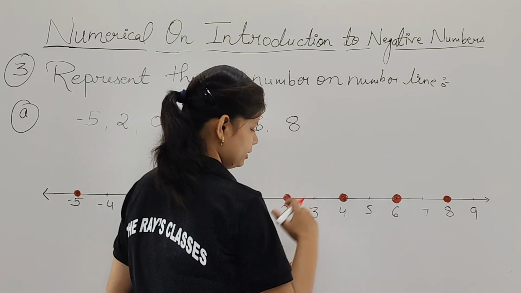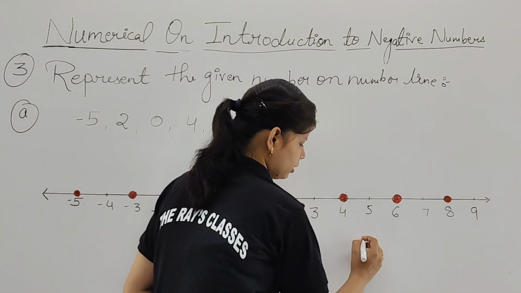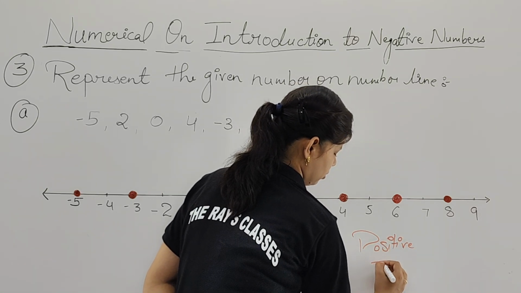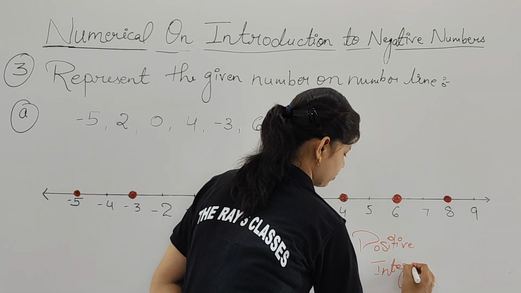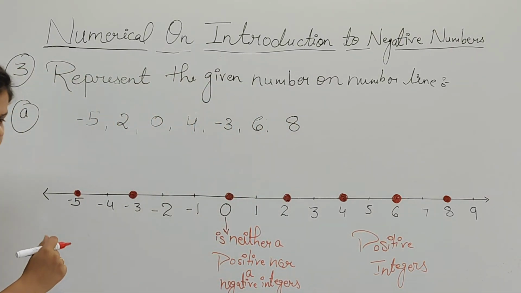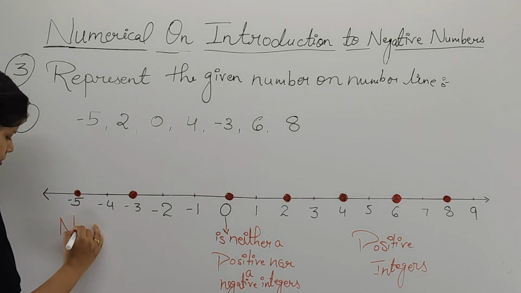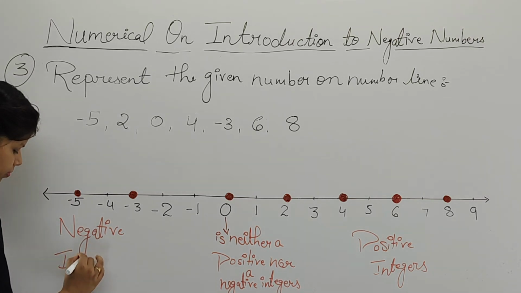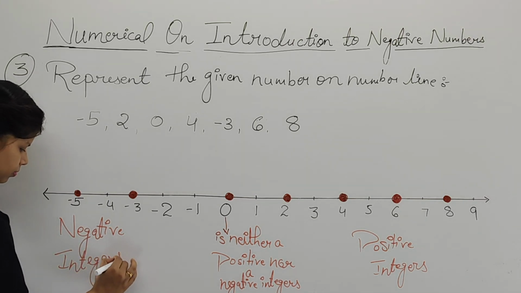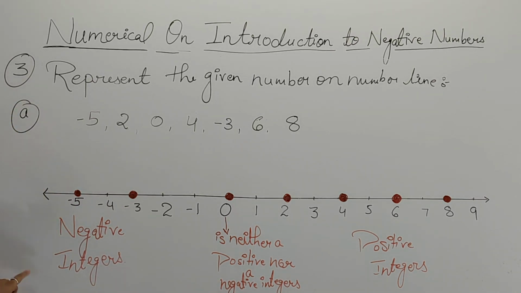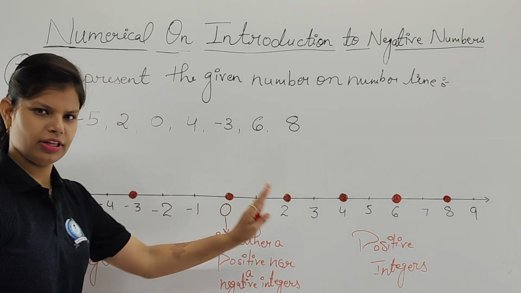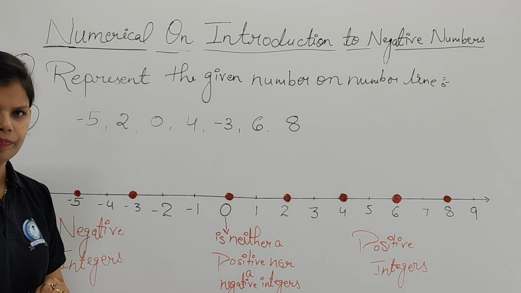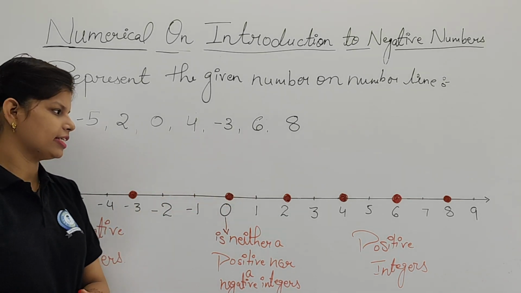Just the right side of your 0, this side is your which integer? Positive integers. Clear? This side of yours is your negative integers. Understood? This side will be your negative. 0 is the point which is going to segregate positive from negative, and that side will be your positive integers. Clear?